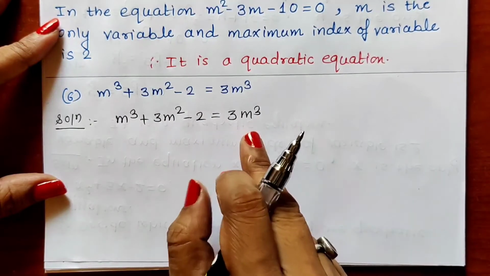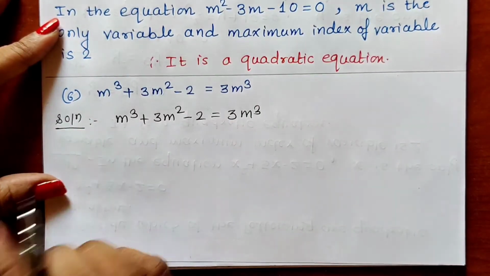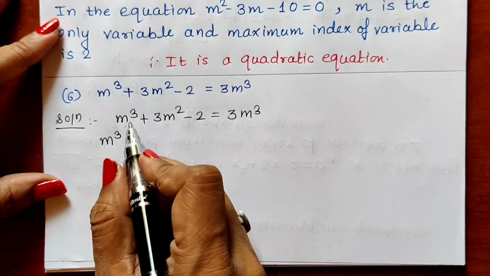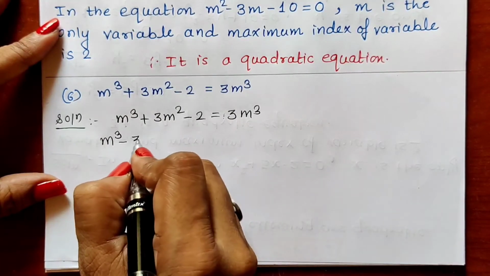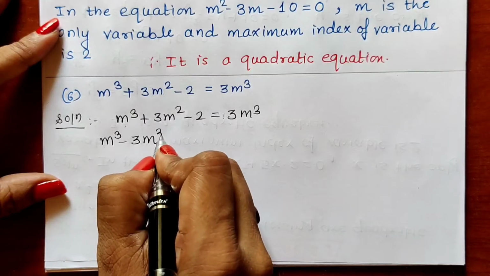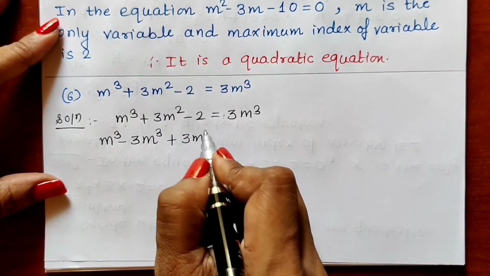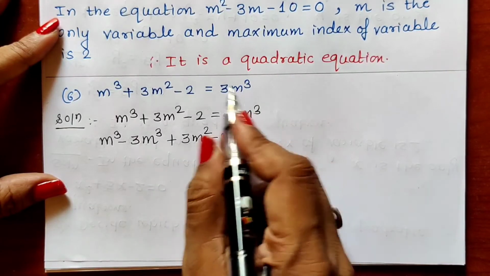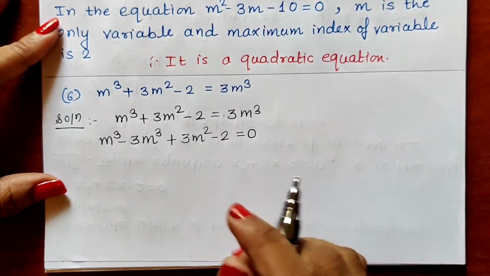Now this 3m cube is on the right hand side. We will bring it on the left hand side. m cube is already there, 1m cube term is already there. This plus 3m cube we bring on this side, it becomes minus 3m cube. Okay, then plus 3m square as it is I write, minus 2 as it is I write. Now this 3m cube we have brought on the left hand side, so only 0 is remaining on the right hand side.